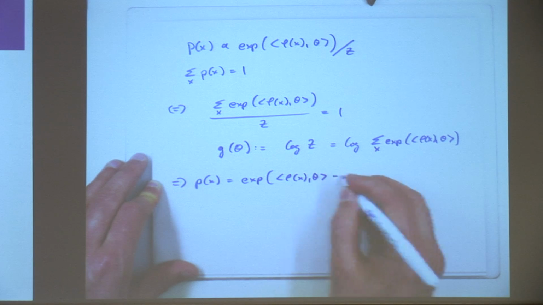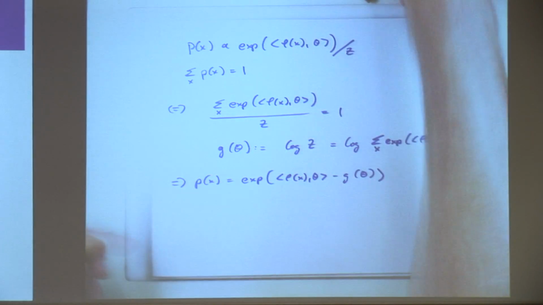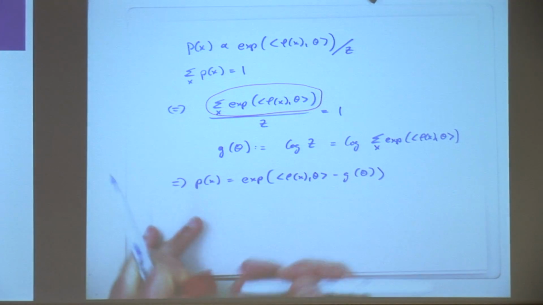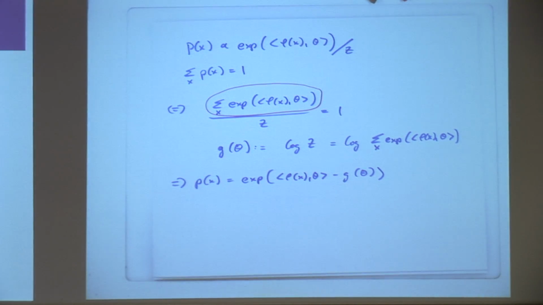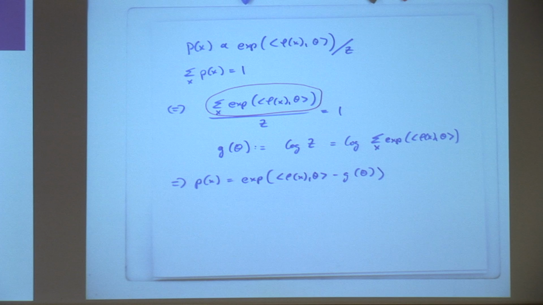And the nice thing is, this works for any phi of x. The key question is whether I can solve this integral here, the sum. If I can compute the sum here, everything's fine. In many cases, this will be a key problem of inference. Now, this log partition function has a couple of very nice properties. One is that it generates the expectation, and the second is that it generates the cumulant, the variance. Okay, so can somebody tell me why this implies that g is convex?